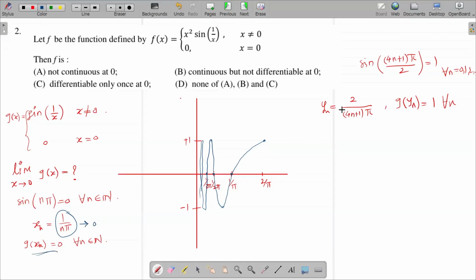At the same time, at every 2 by (4n plus 1) pi. Now, this is also a sequence which is converging to 0. So as you approach near to 0, it will have infinite oscillations. And similarly, on the left side also, it's an odd function. So similar behavior. यहाँ पर समवेयर यहाँ इधर कहीं तो 2 by pi होगा, -2 by pi.